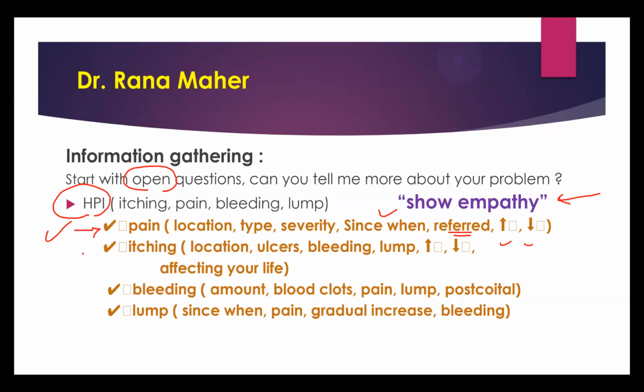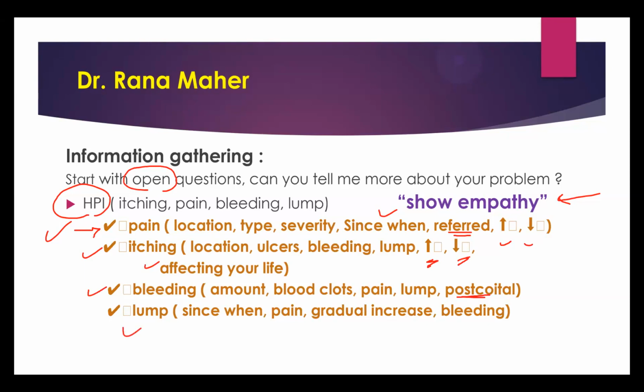If the patient has itching, what about the location, ulcers, bleeding, lump, increased by anything, decreased by anything, affecting your life, especially the sexual life here in the itching. Very important question. Then, if the patient has bleeding, analyze the bleeding: amount, blood clots, pain, lump. If the patient is sexually active, is it postcoital or not? If the patient still has periods, ask her about intermenstrual bleeding or heavy bleeding. You have to ask about both of them.